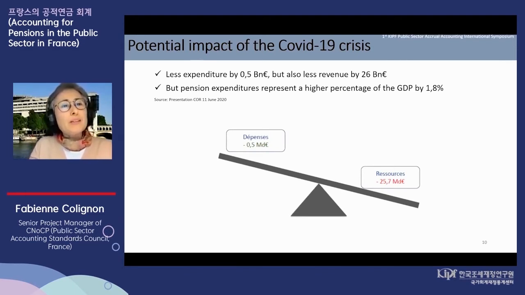I skipped the next slide, which dates back to the 11th of June. It's supposed to show the impact of the COVID crisis, but dating back to June, and given the context we're in at the moment, it will probably be even worse than that.